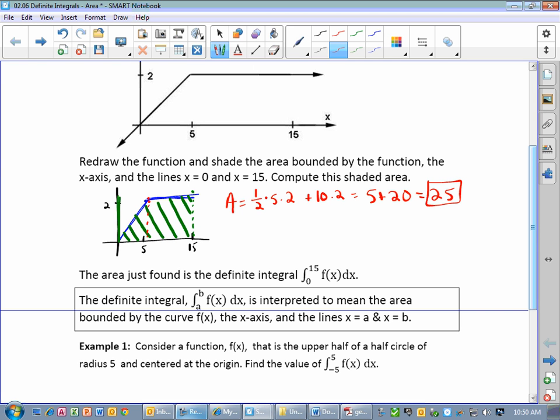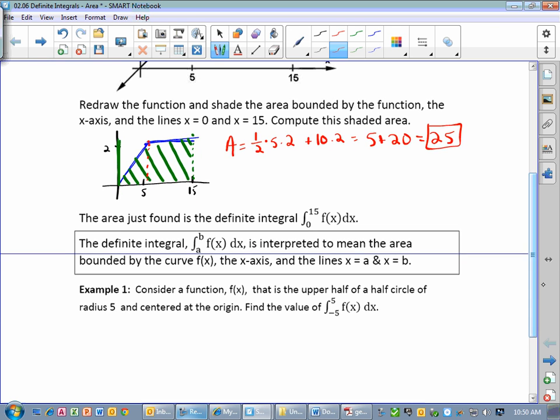So the area we just found is called the definite integral from 0 to 15 of f of x dx. Okay? The definite integral, which is this notation, notice it's the same integration symbol. Now we have numbers, a and b, of f of x dx, is interpreted to mean the area bounded by the curve of f of x above, essentially, the x-axis, and the lines x equals a and x equals b. So these numbers tell us on the x-axis.